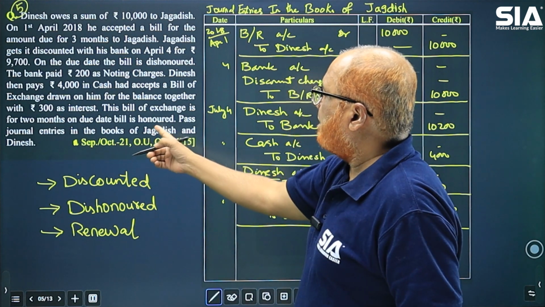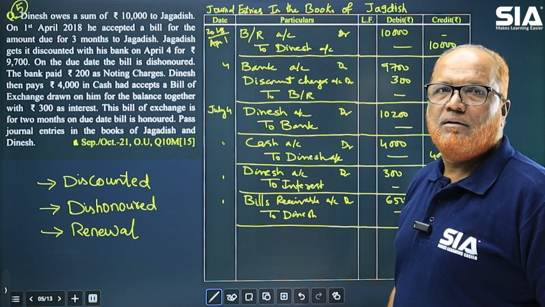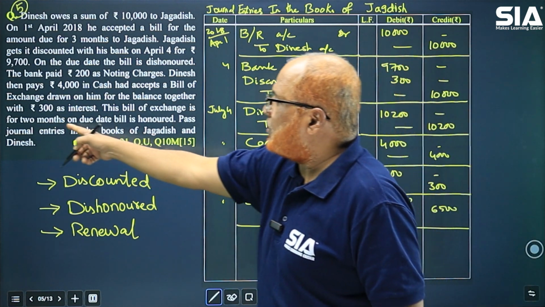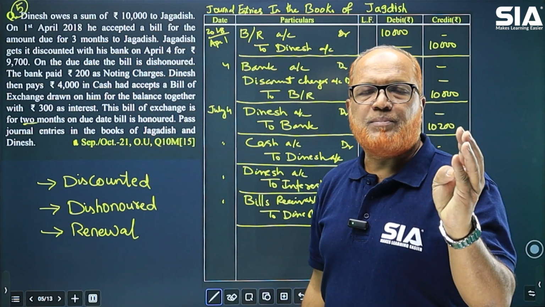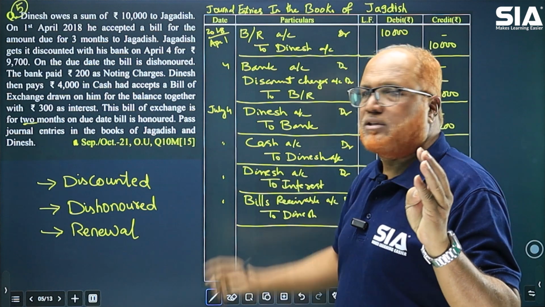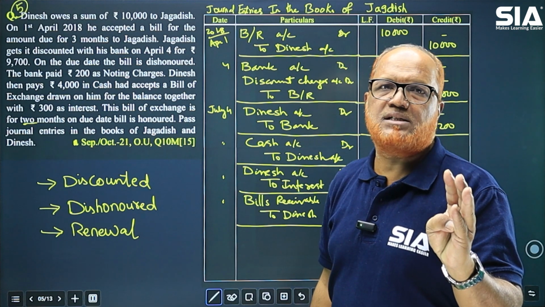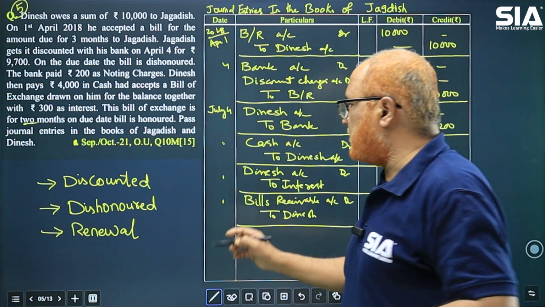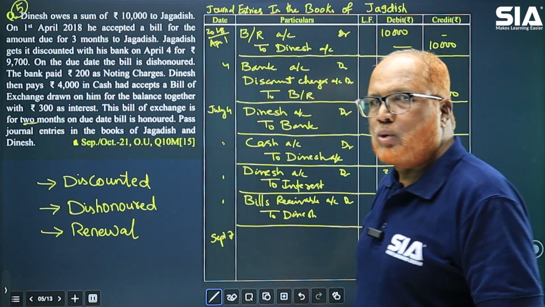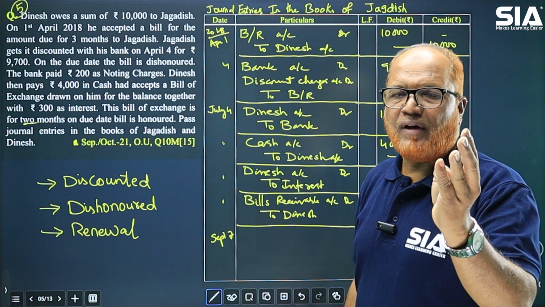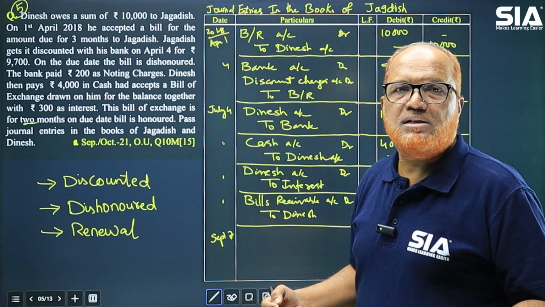Now, lastly, the bill is honored on the due date. The bill was drawn on 4th July. For how many months? The new bill was for 2 months. So July, August, September. In the month of September 4th, 2 months are over. 4, 5 and 6 are the 3 grace days. 7th September is the due date. The bill is honored. Honored means he has received the cash.